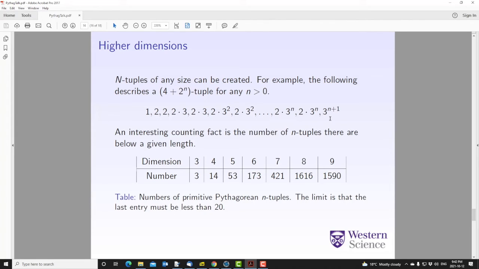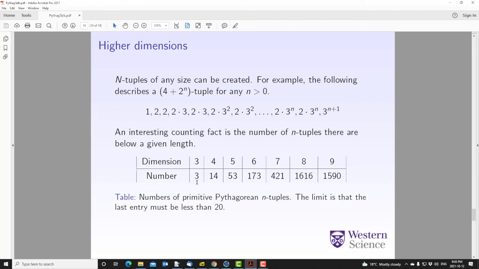A second interesting thing you can do is to count the number of n-tuples in any given interval. So as I said, the question is, how do you order n-tuples? Let's order them by the last element, which is probably the best measure of size. If we do that, then we can ask, fixing the size, so here we're going to fix the length or size of the n-tuple to be the size of the last element, and we're going to fix that to be 20. So our question is, how many n-tuples are there in which the last element is 20 or less?